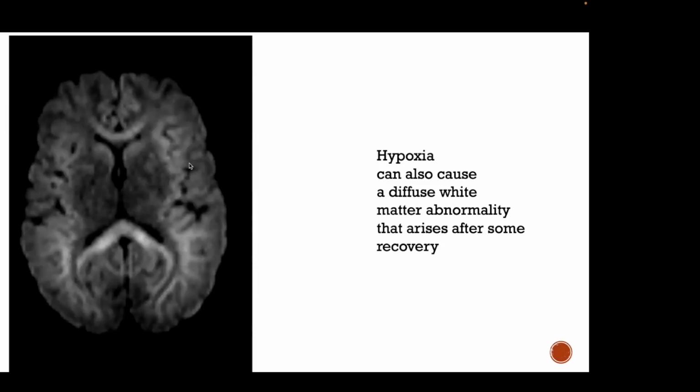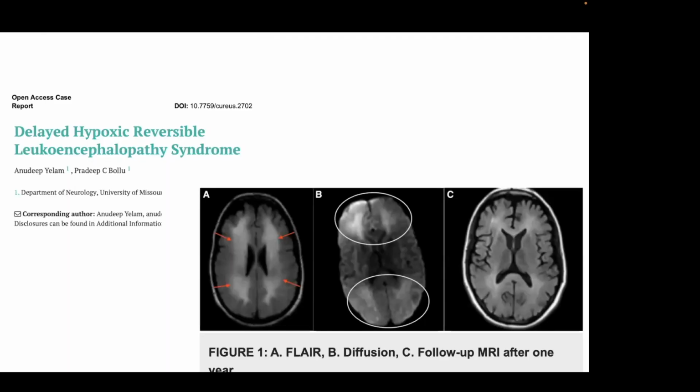There is also a phenomenon in hypoxia of a late white matter abnormality that can occur, and the patient can have a period of relative lucidity and then a decline in function. And so this is a late effect of hypoxia, this diffuse white matter involvement. If you want to read about this, there's just one paper that talks about delayed hypoxia leukoencephalopathy syndrome. In this example, it was largely reversible.